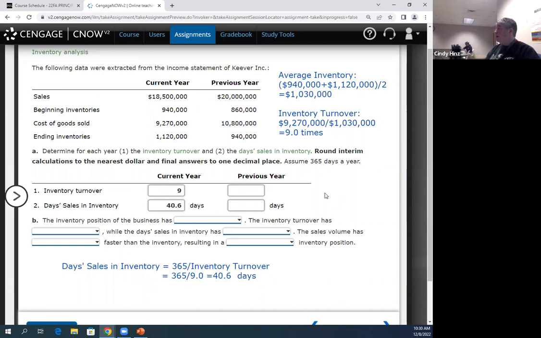So we need to know, as we've said before, we need to have some standard of comparison. We need to say, is 40.6 days good or bad compared to this other thing? And so for this exercise, our comparison is going to be, what was their inventory turnover last year? So if you haven't already done it while I'm talking away, please go ahead and calculate their inventory turnover and days inventory for the previous year.